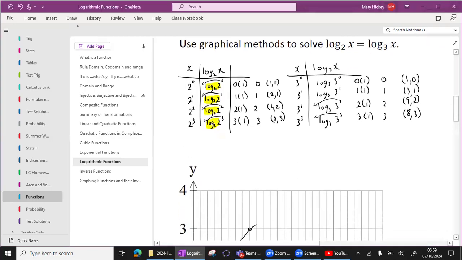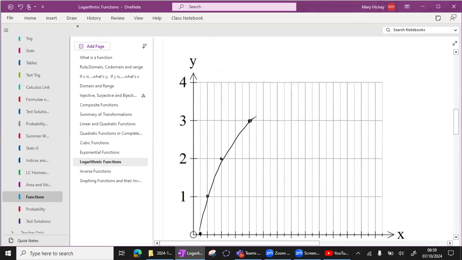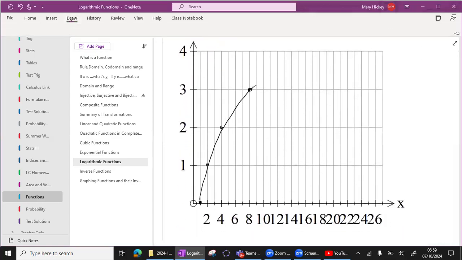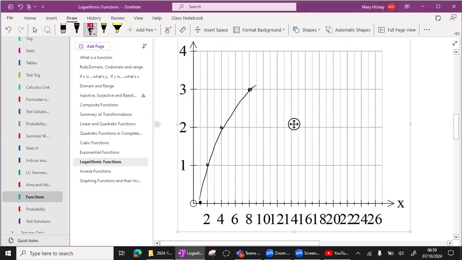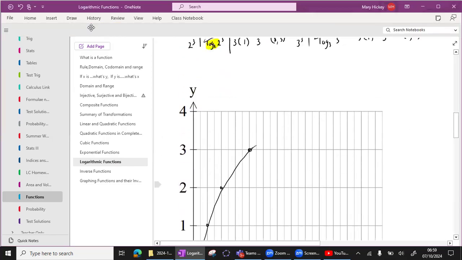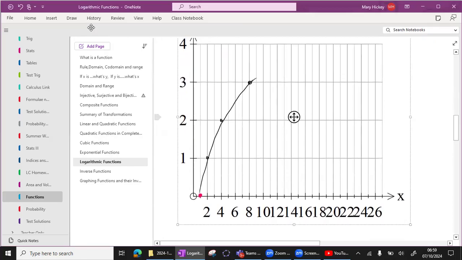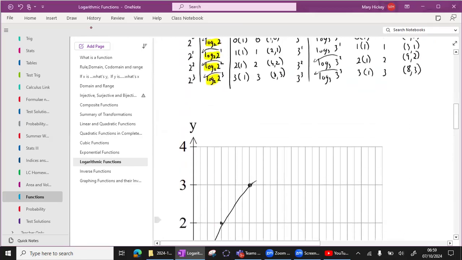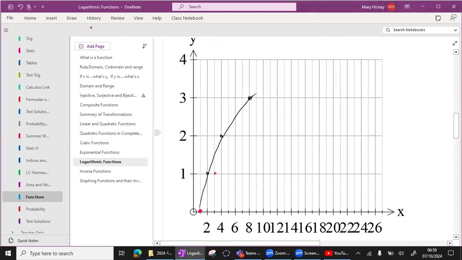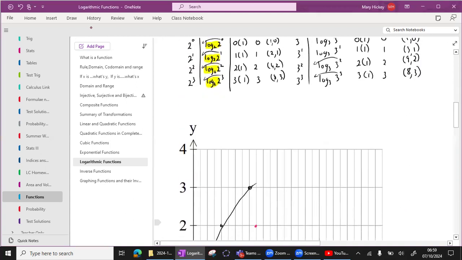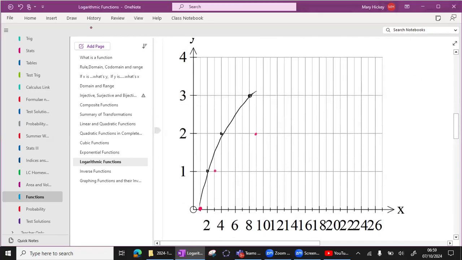So we'll graph that. 1, 0. I'll do it in a different color. So 1, 0. The next one is 3, 1. Then we have 9, 2. Then we have 8, 3.